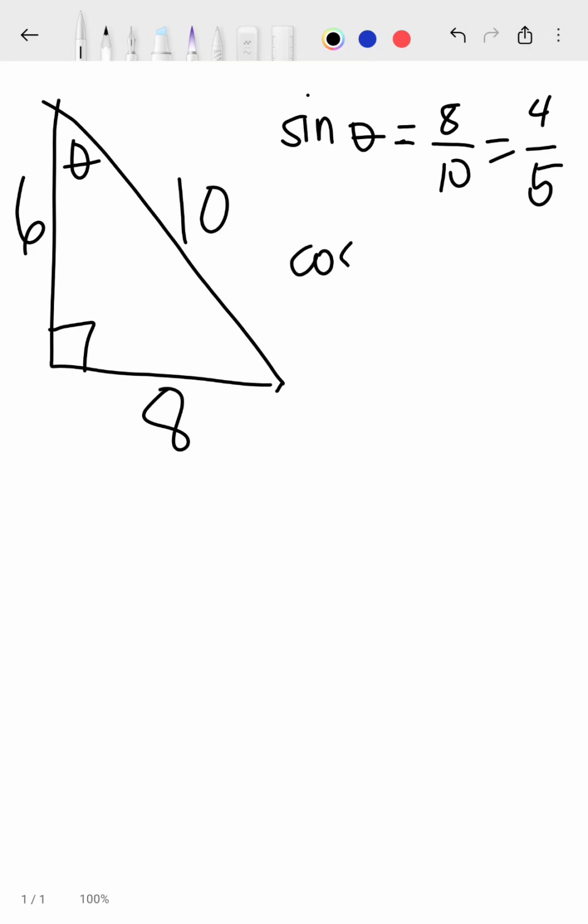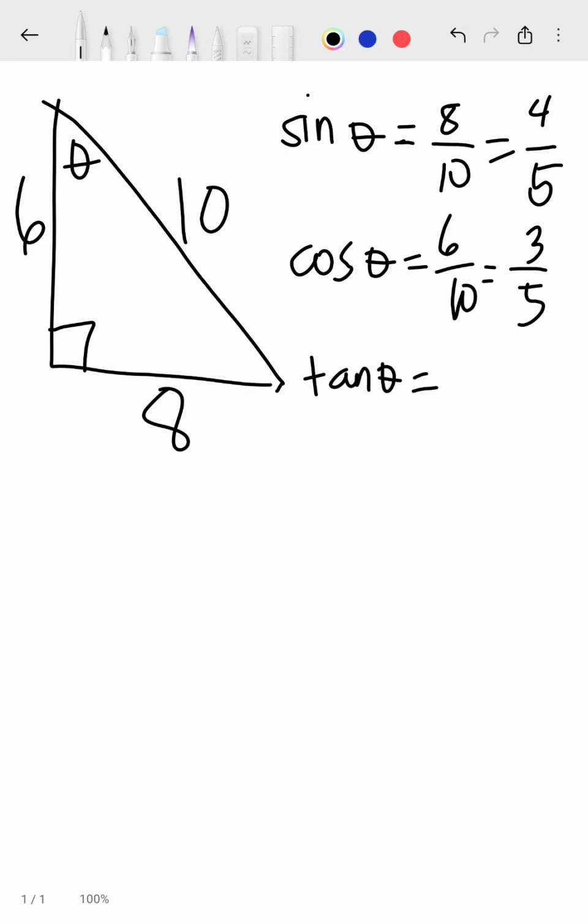Next, cosine theta. Ano ulit ang sabi kay cosine? Adjacent over hypotenuse. So, sino ang katabi ni theta? Ito ulit si theta. Katabi na niya si 6. Hypotenuse is 10. And again, itong dalawang number ay divisible by 2. So, you will have 3 over 5. And, yung last sa SOHCAHTOA, tangent, opposite, 8, adjacent, 6. Both numbers are divisible by 2. So, this is 4 over 3.